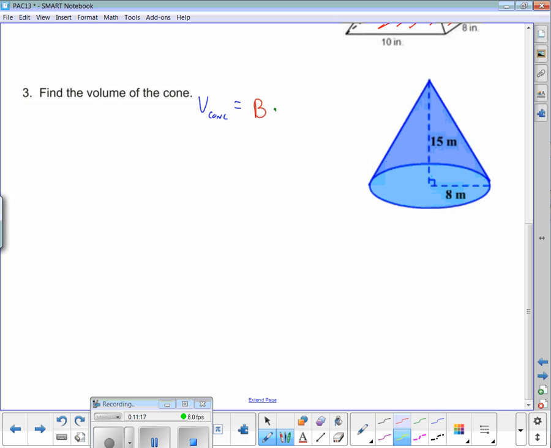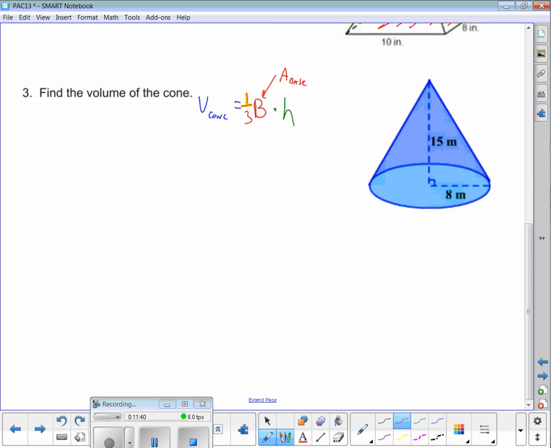Oh, and I forgot my third, right? Stick the 1/3 in there. Come on, give me my red. 1/3 capital B times H. Again, in this notation, what do they mean by capital B? They mean area of the base.